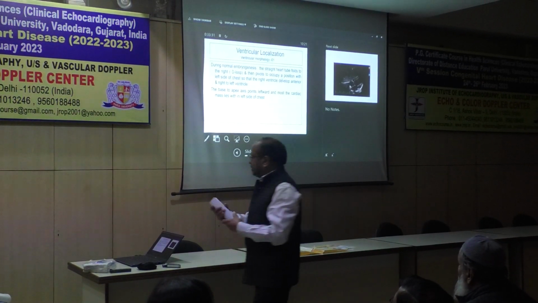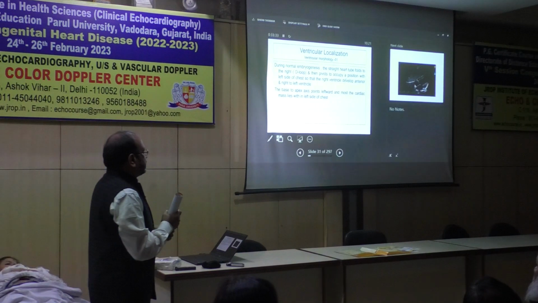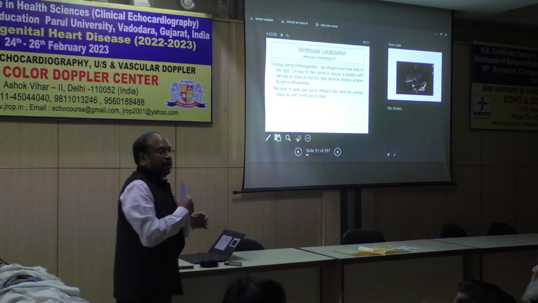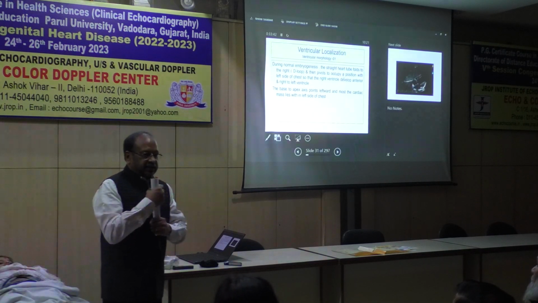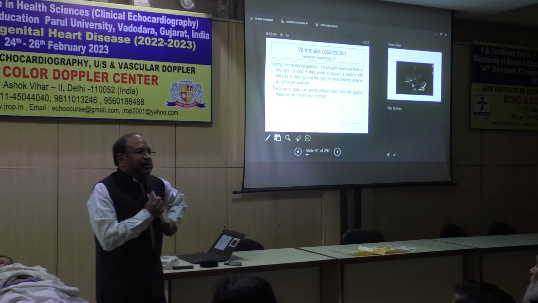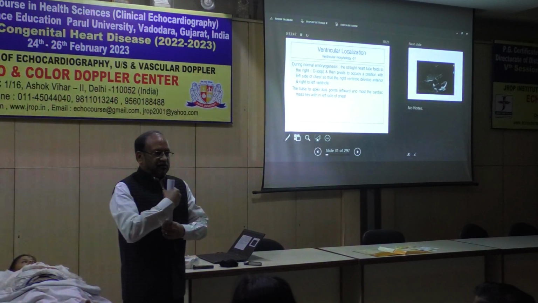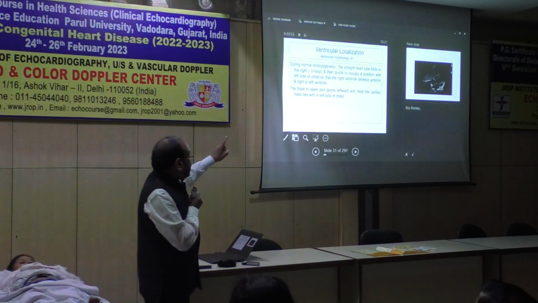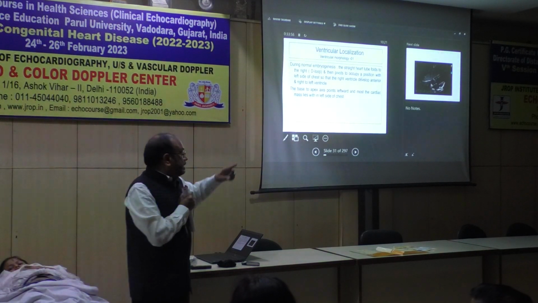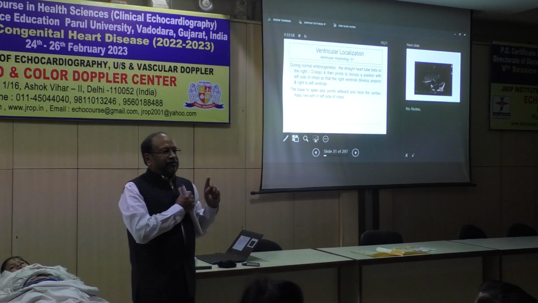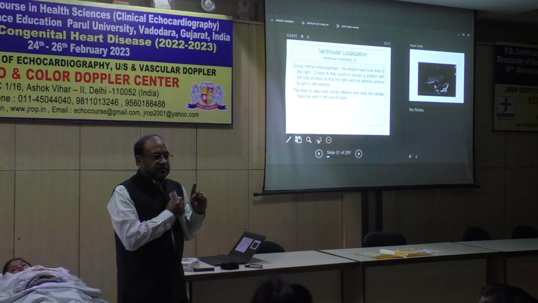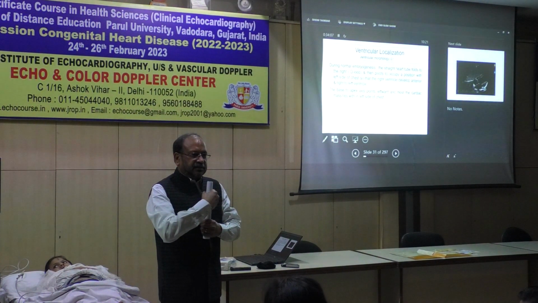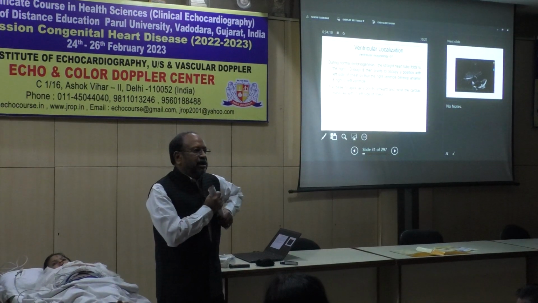look at my language. During normal embryogenesis, the straight heart folds to the right, comes and occupies the left side of the chest, so that the right ventricle is developed anterior and to the right of the left ventricle. Very simple way of looking at it. Folds to the right, comes and occupies the left side of the chest.